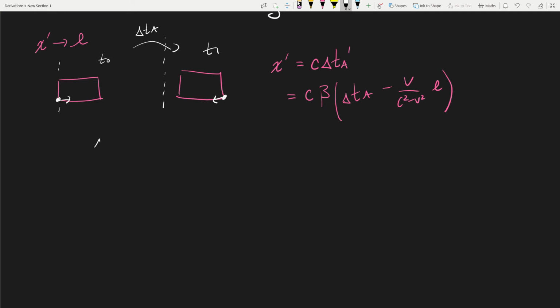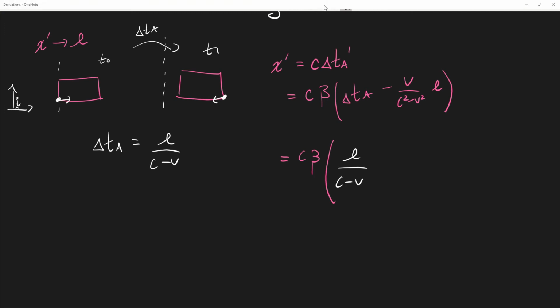We showed that delta TA for the stationary reference frame, this person over here, is going to be equal to L over c minus v. So we know that we can substitute this in. So you get c beta L over c minus v. I'm going to leave a little bit of room, you'll see in a second. And then we get minus v over c squared minus v squared L.